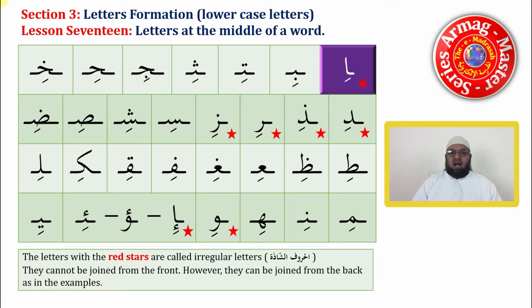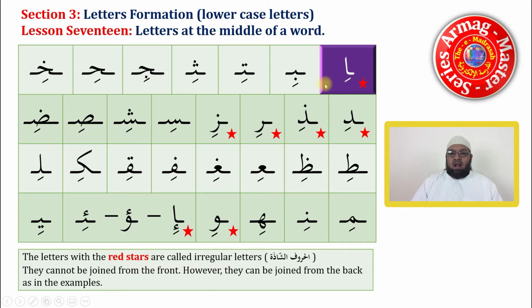Inshallah, today we will look at the formation of letters as they appear at the middle of a word. Now let's look at the letter Aleph. Aleph is written here, and this line here is the connection line. So we said before that Aleph cannot be joined from the front, but it can be joined from the back. So that is why we have Aleph like this. It's connected from the back, but it cannot be connected from the front. So this is how we write Aleph.